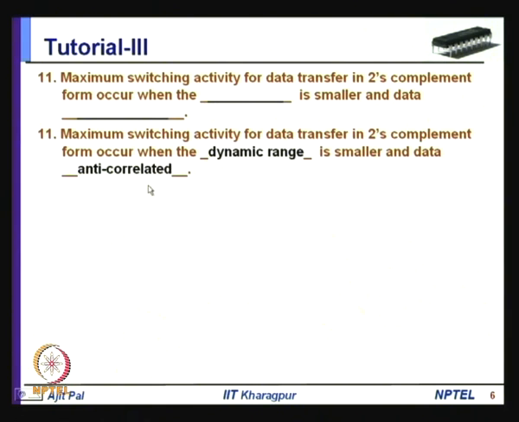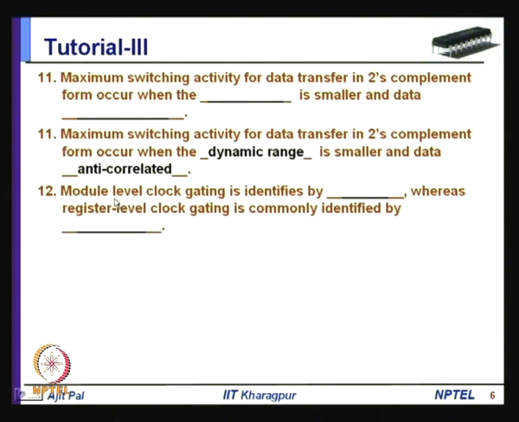And as I mentioned, this can be reduced by using sign magnitude representation of data when you send it over some bus. Okay. Question number 12 was module level clock gating is identified by dash, whereas resistor level clock gating is commonly identified by dash.